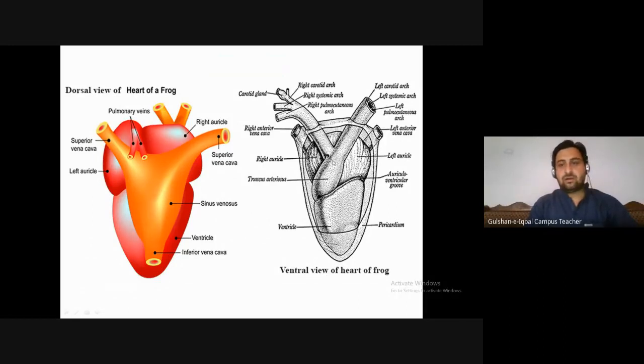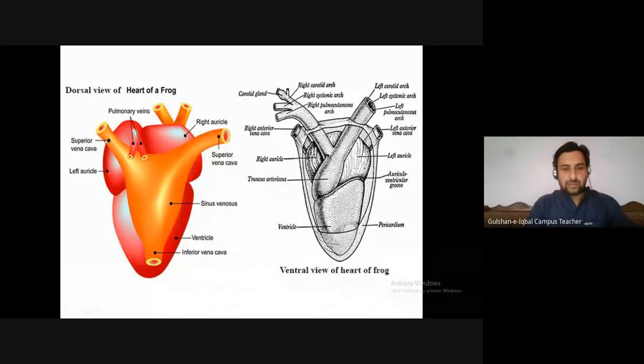And this is the ventral view, the front view of the heart. So in the front view, the heart is like this. On the dorsal side, the heart is like this. In the next topic, we'll discuss arteries and veins, so we'll understand what the arteries are doing and what different kinds of arteries are present in the heart.